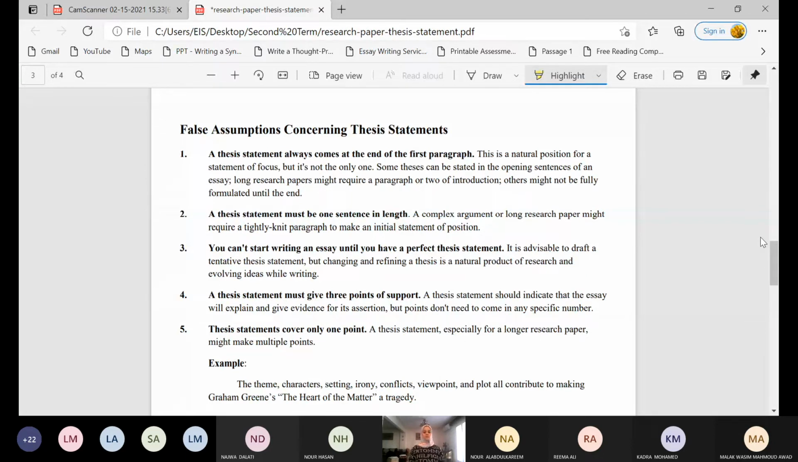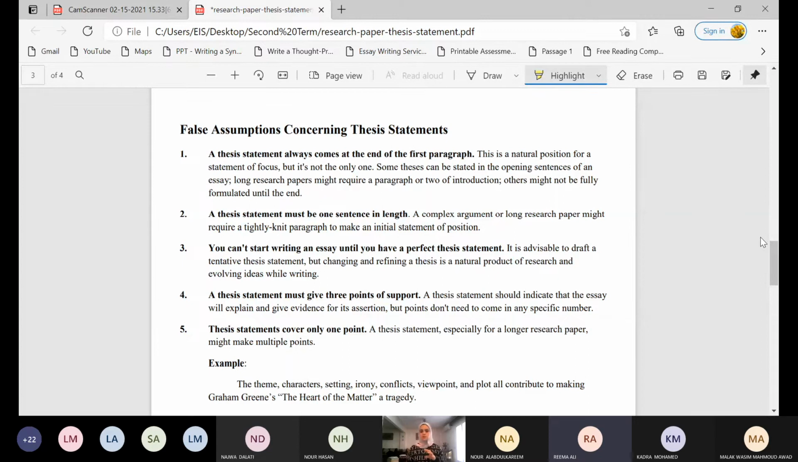False assumption concerning thesis statement. Okay. One, a thesis statement always comes at the end. We say false assumption, okay? False, not correct. A thesis statement always comes at the end of the first paragraph. This is a natural position for a statement of focus, but it is not the only one. Some theses can be stated in the opening sentences of an essay. Long research papers may require a paragraph or two of introduction. Others might not be fully formulated until the end.